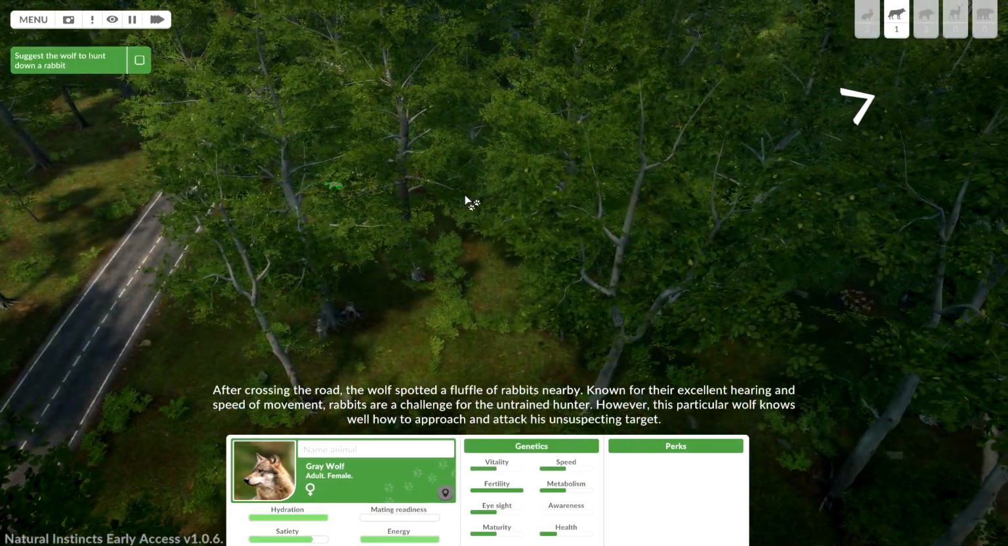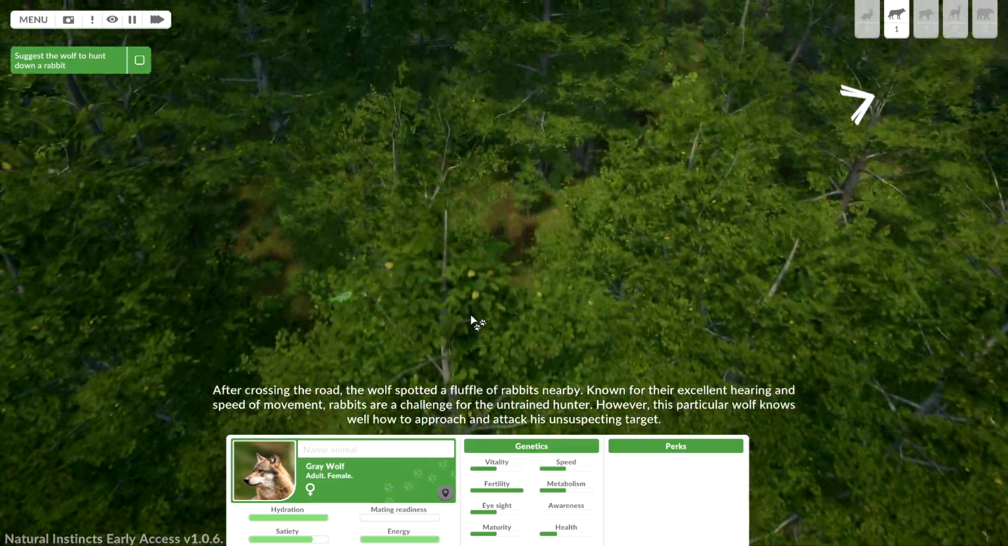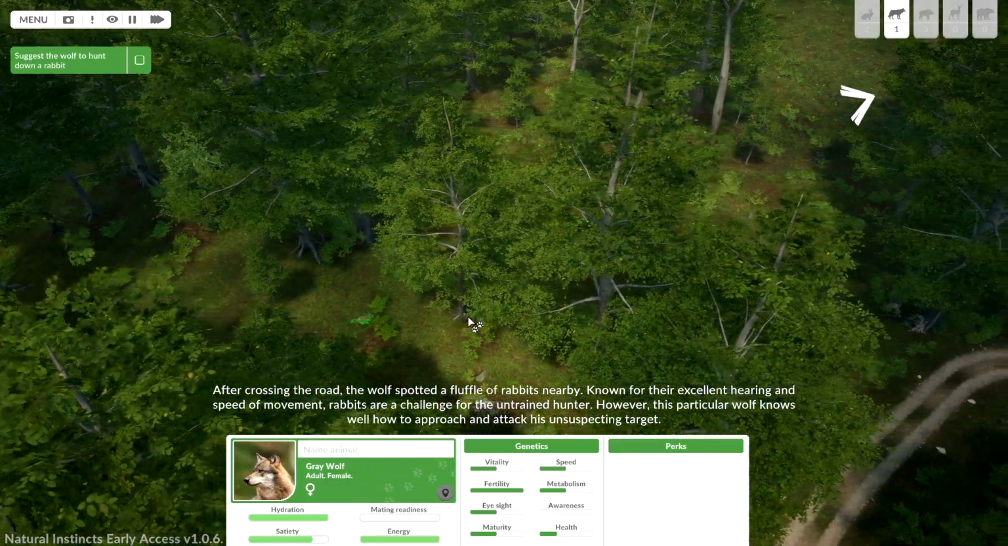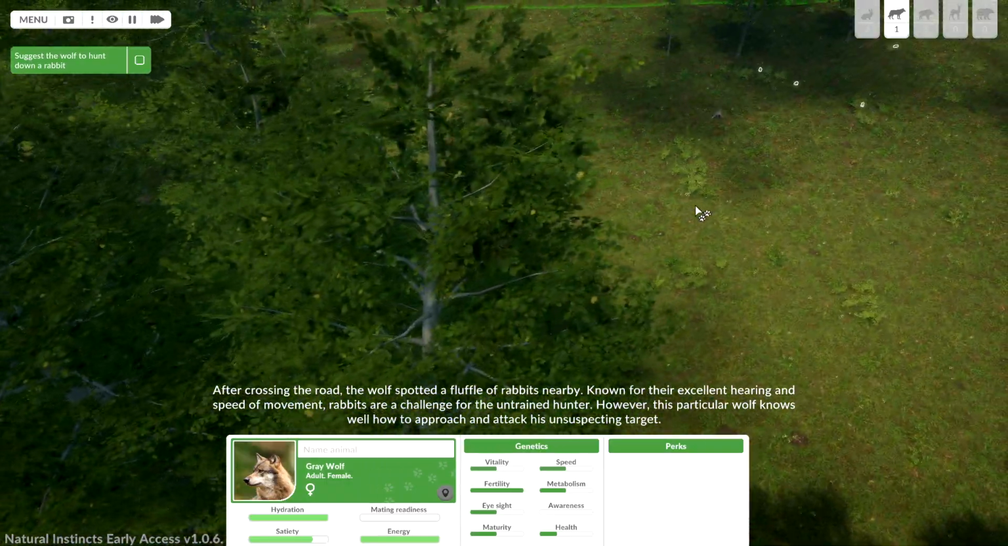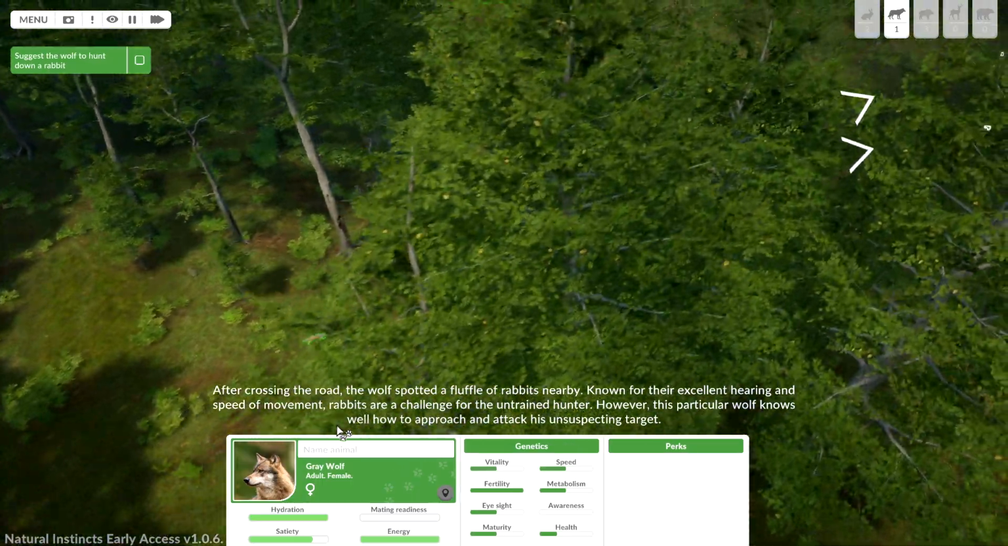After crossing the road, the wolf spotted a herd of rabbits nearby. Known for their excellent hearing and speed of movement, rabbits are a challenge for the untrained hunter. However, this particular wolf knows well how to approach and attack his unsuspecting target.